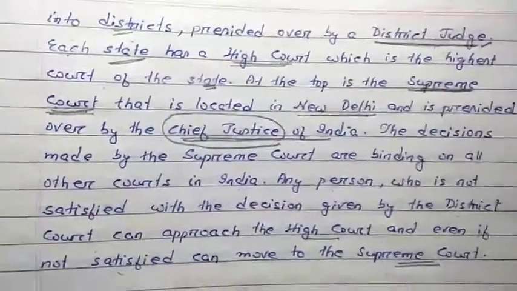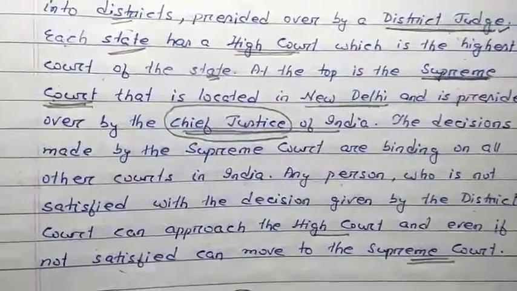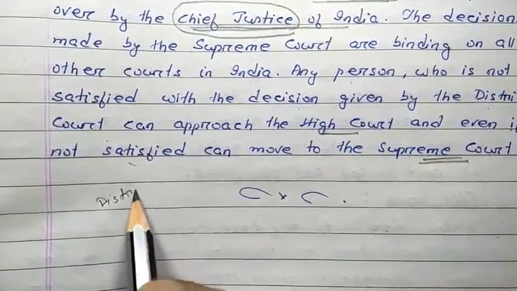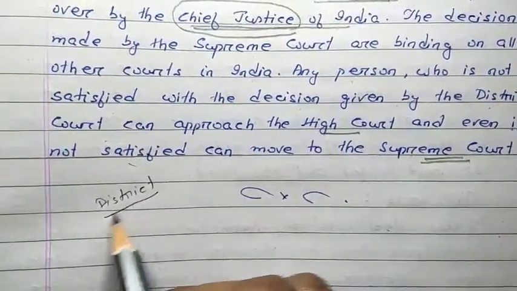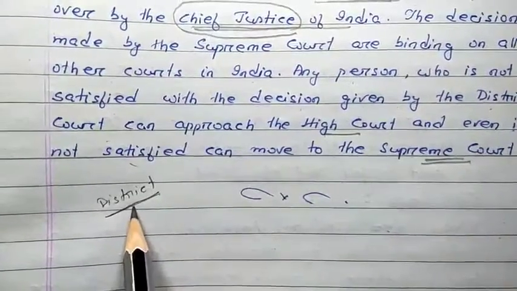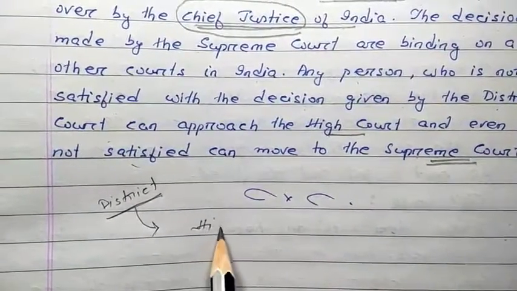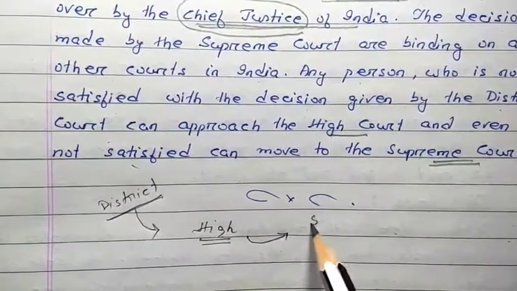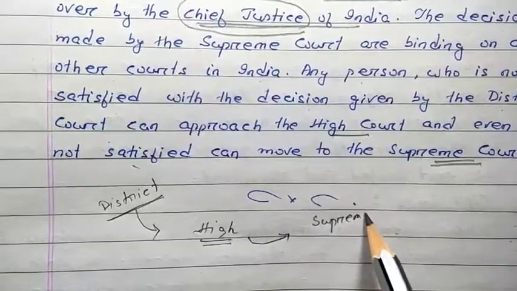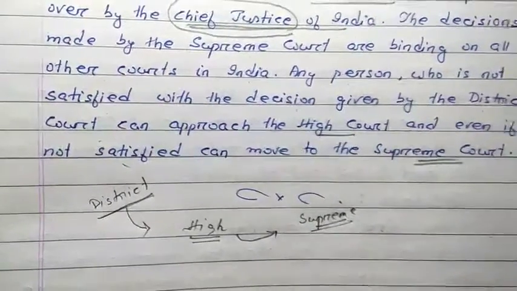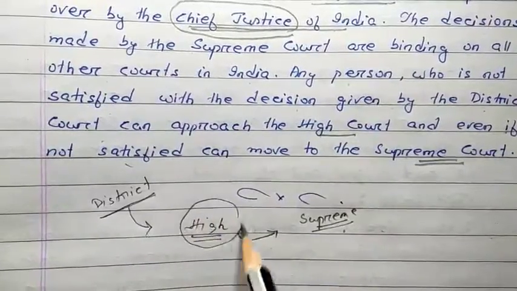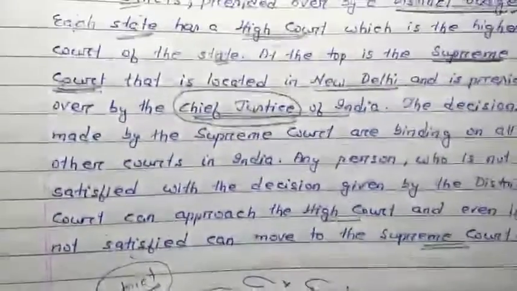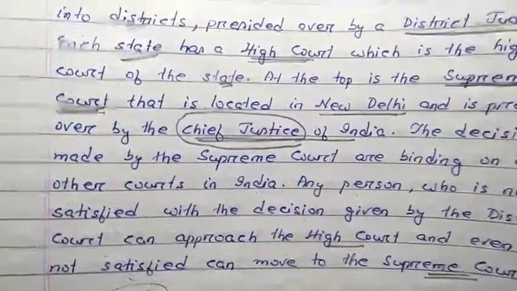This system is known as the appellate system. Through the appellate system, first of all, if any problem is there, a person will move to the district court, and when the district court gives its judgment, if the person is not satisfied, he can move to the high court. Even then, if he is not satisfied, he can move to the Supreme Court, and the decision given by the Supreme Court is the final decision. It has to be followed by the high court as well as the district court. So that's the simple structure of the courts in our country.